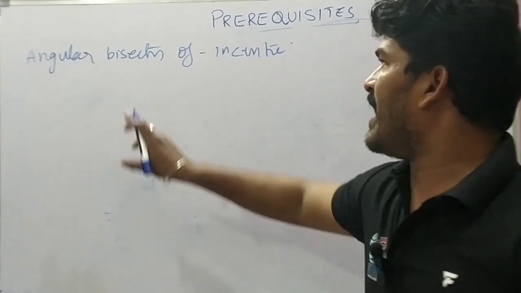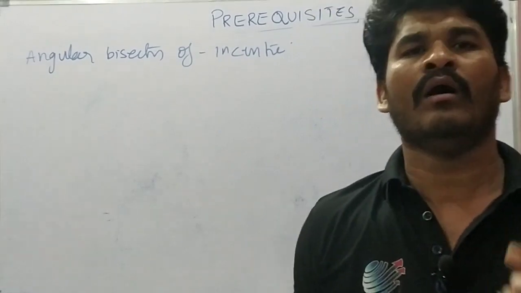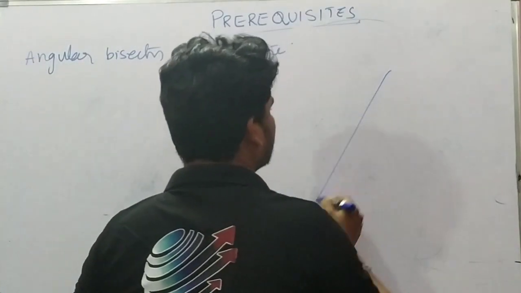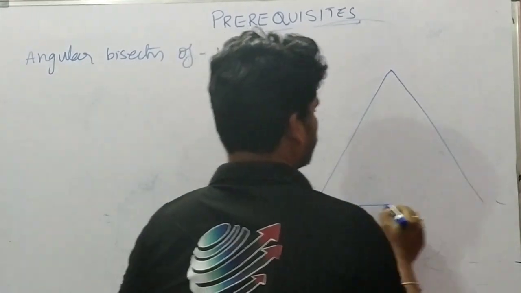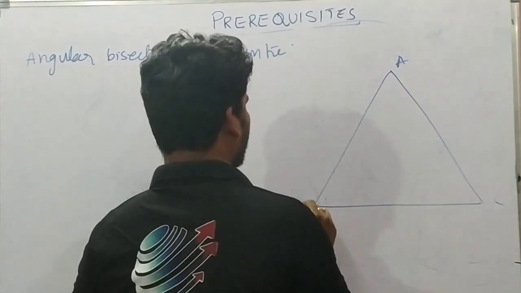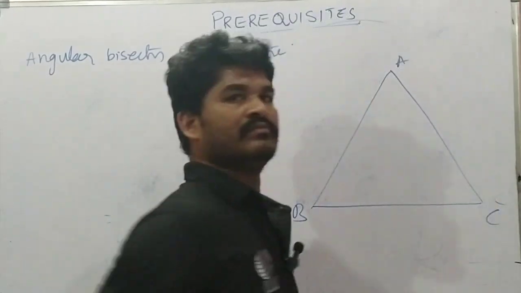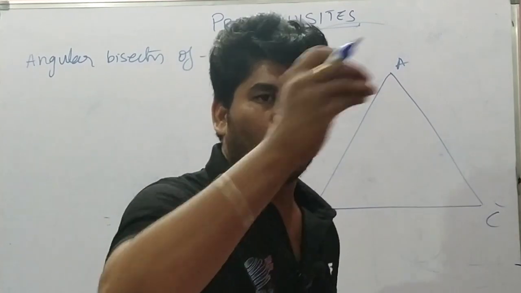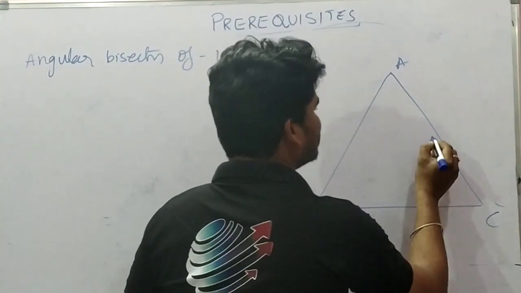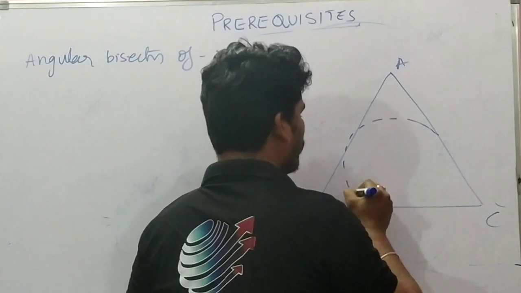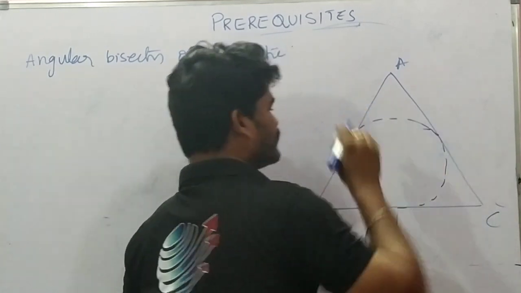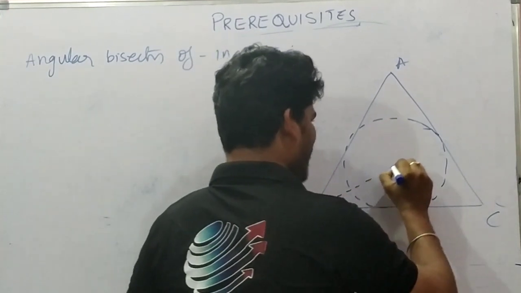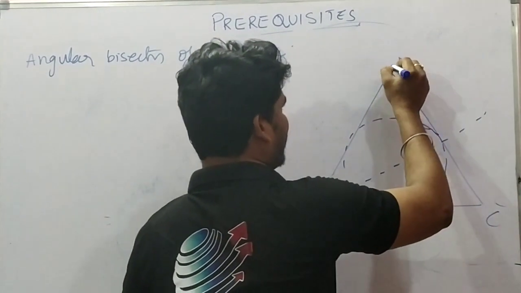The next topic is the angle bisector and the incenter. What are the angle bisector and incenter will be discussed. This is a diagram where A, B, C are the vertex points. A circle moves inside the triangle, around the incenter of the triangle, where the bisector lines are drawn to the opposite sides.